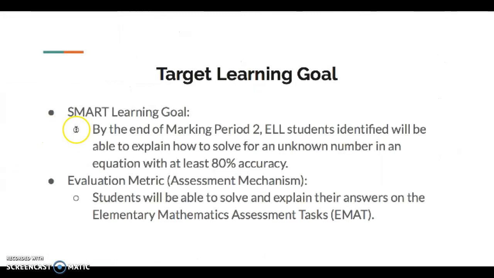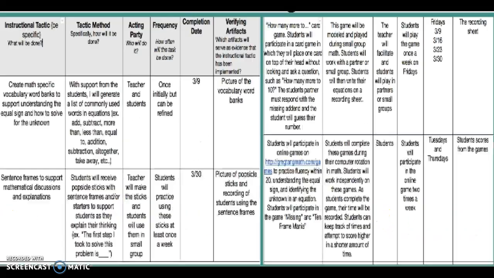The target learning goal, the SMART learning goal: by the end of marking period 2, ELL students should be able to identify how to solve for an unknown number in an equation with at least 80% accuracy. To test this, the evaluation metric will be that students will be able to solve and explain their answers on the elementary mathematics assessment test, known as EMAT.